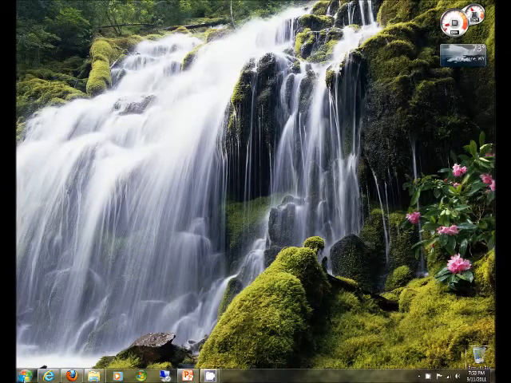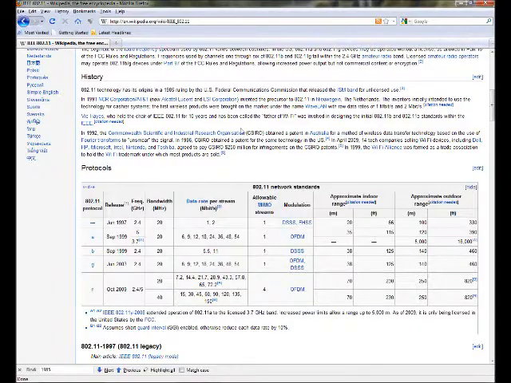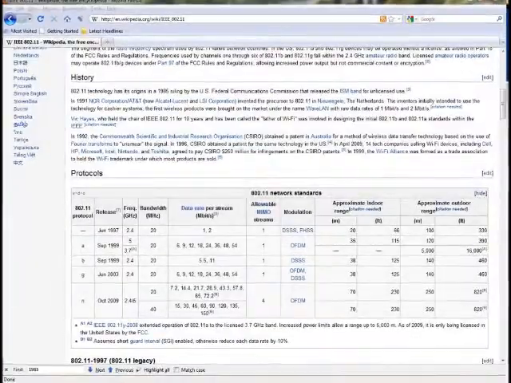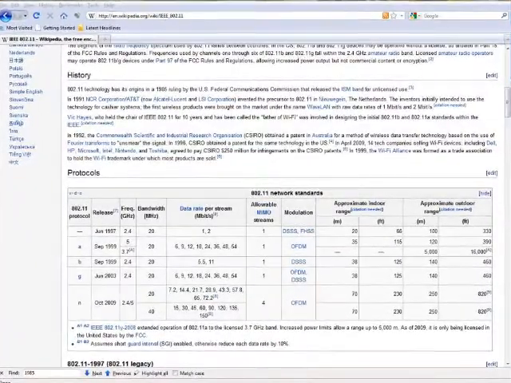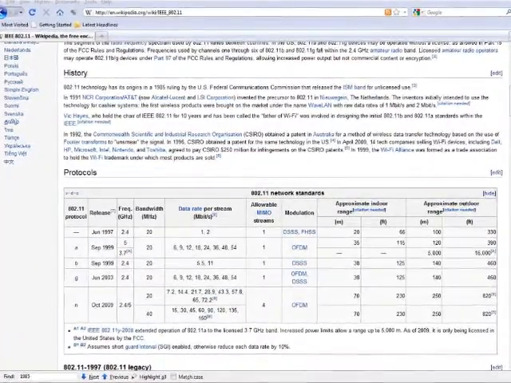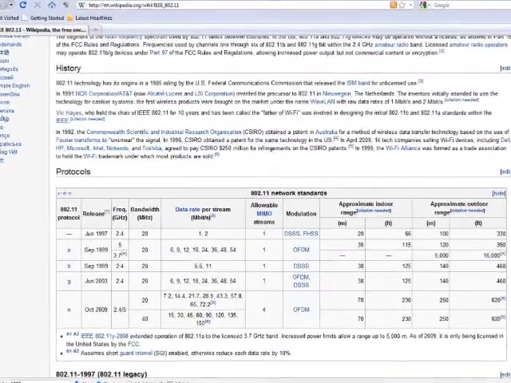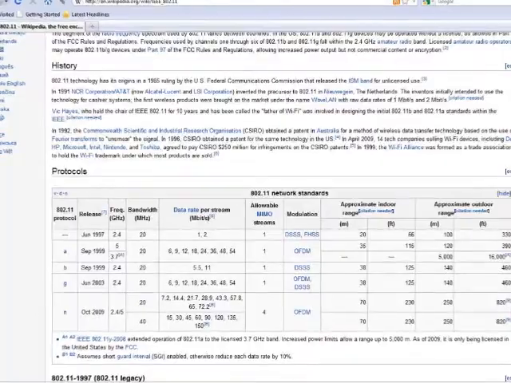Now let's talk about the history of wireless technology. For this, we're going to go to the Wikipedia site. 802.11 technology had its origins in a 1985 court ruling by the US FCC that released the ban for unlicensed use. In 1991, NCR Corporation and AT&T invented the first 802.11 in the Netherlands. In 1996, they obtained a patent for the very same technology in the United States.